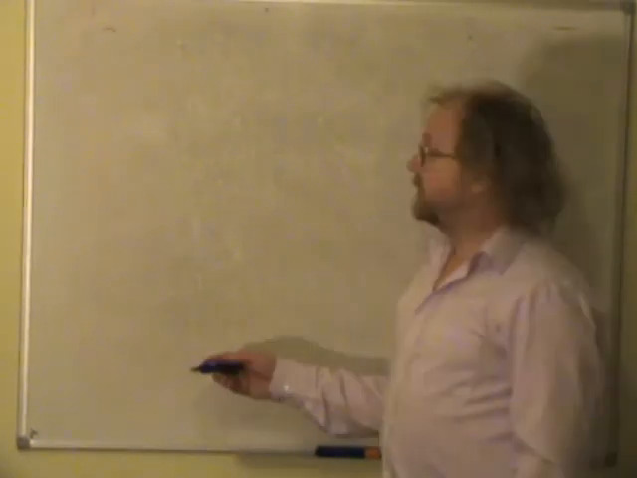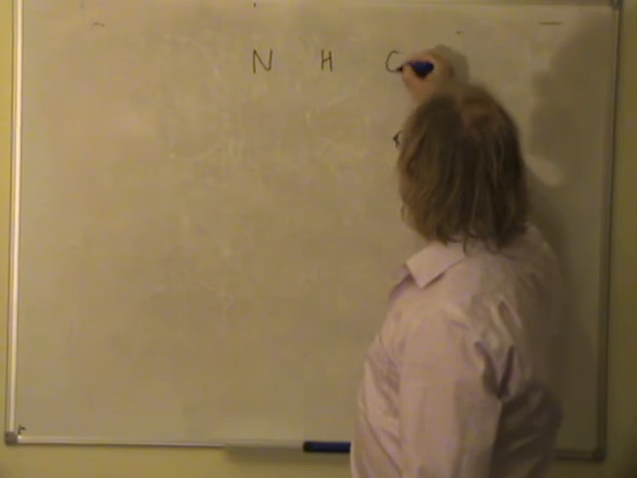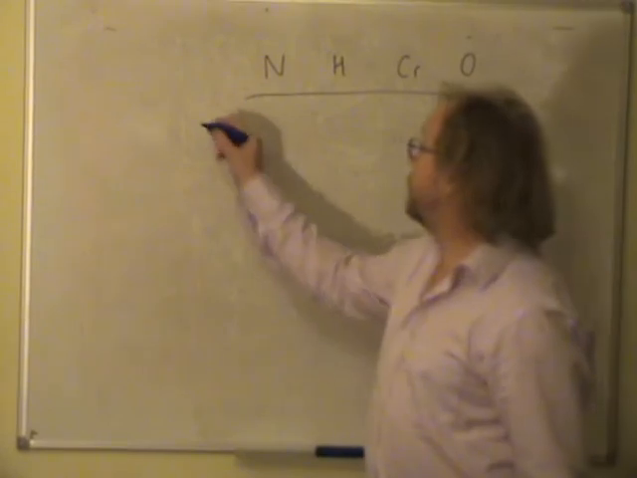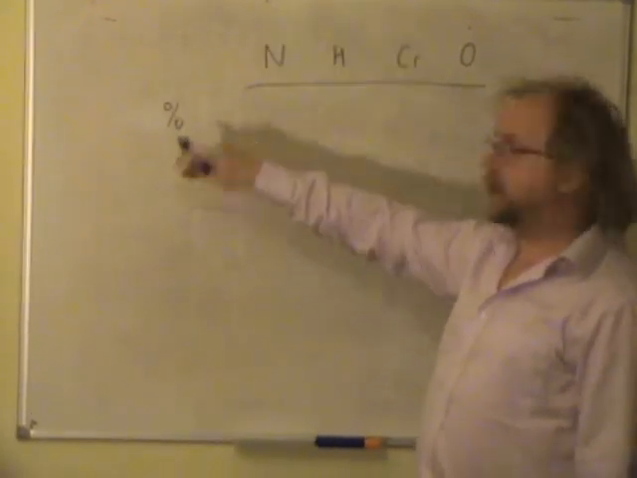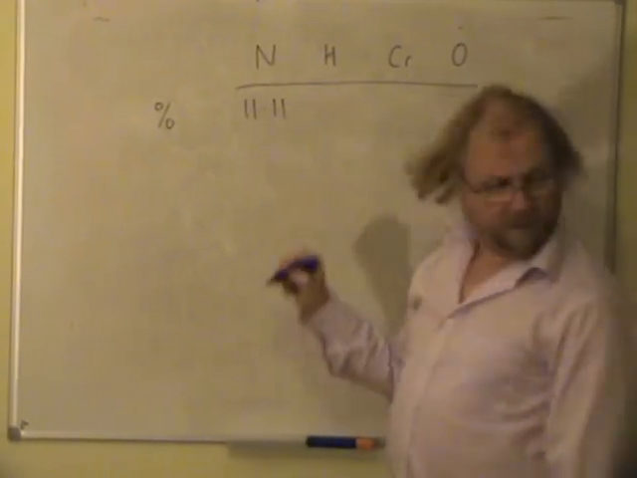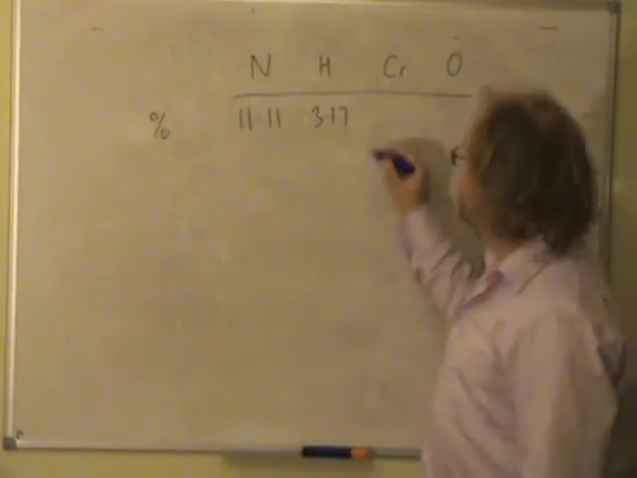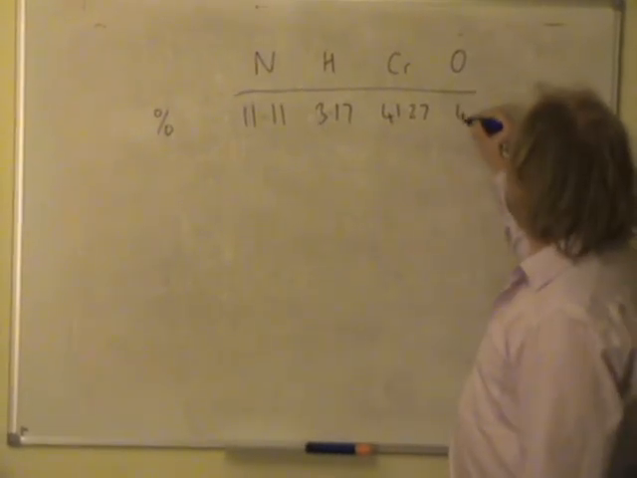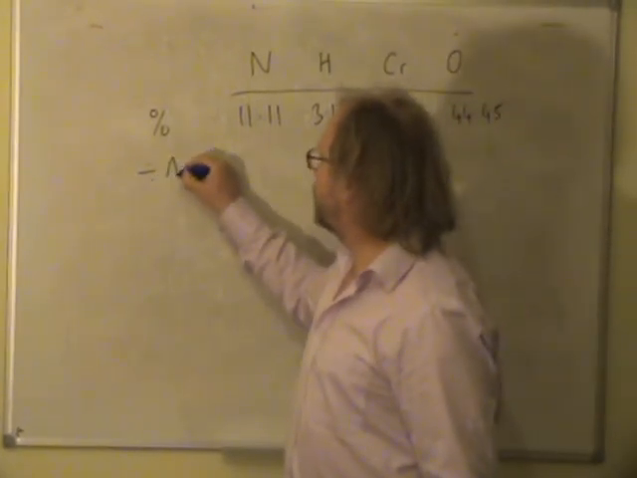So the simplest method is to set up a table with your 4 elements across the top. Okay, and just copy down the masses or percentage masses. If they're actual masses, just do it the same way, but here they're percentage masses. So we get 11.11, 3.17, and 41.27, and 44.45. And then remember, the trick is that you divide those by the relevant AR.